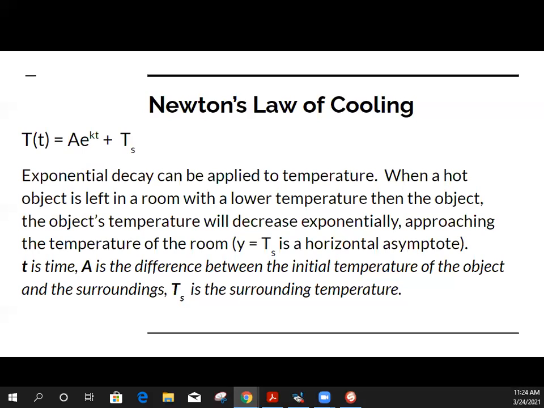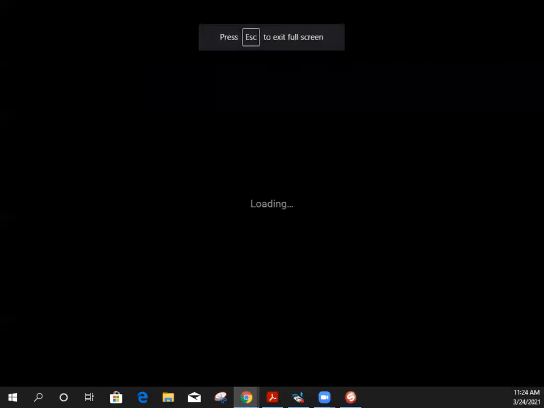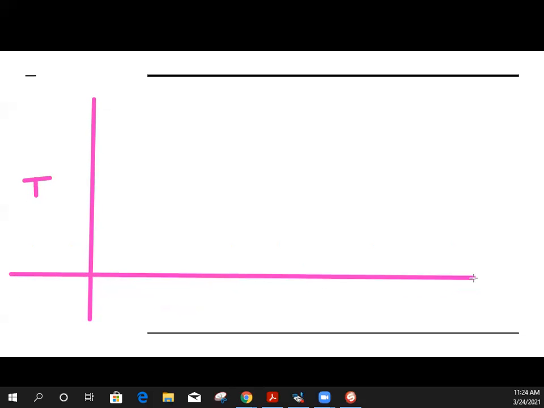So Newton's law of cooling says that the temperature of any object is going to approach the temperature of the surroundings, whether it be the room or the outdoors or an oven or a refrigerator or a freezer, exponentially. It's going to exponentially decay to the temperature of the room. So I want to draw this. Right, so this is temperature, that's big T. This is time, that's little t.